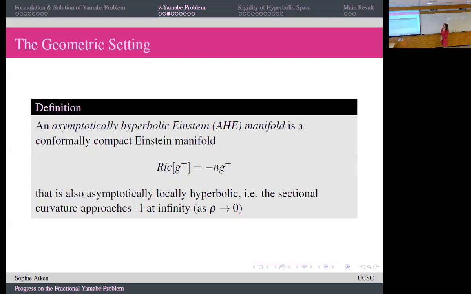Okay. One more definition we need. We're always going to consider our interiors, these X^{n+1}s, to be asymptotically hyperbolic Einstein manifolds. So Einstein for us just means that the Ricci curvature is equal to this constant times the metric. Particularly, we want to normalize so that it's negative n times the metric, where n is the dimension of the boundary. And asymptotically hyperbolic means that the manifold is asymptotically locally hyperbolic. So as I approach that boundary, the sectional curvature approaches -1, that hyperbolic sectional curvature.